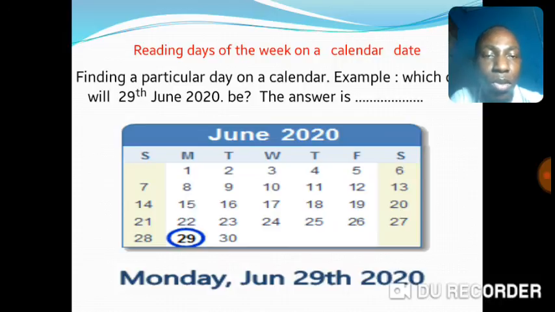And so if you want to know which day the 29th of June is on the calendar, you just read from your left. Sunday, Monday, and 29 is found below the Monday column. And so 29th of June 2020 is going to be Monday. That is Monday, June 29th, 2020.